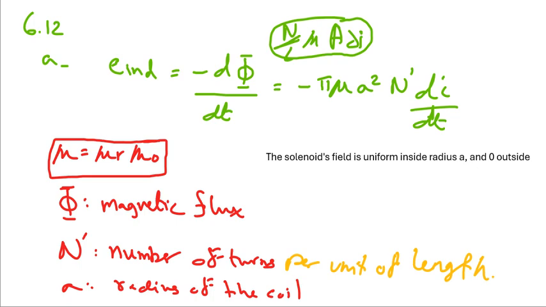And we have the air sensitivity to the coil, and of course we have the change in the current, which can produce the change in the magnetic flux, and that's how we find the E induced. So E induced in a nutshell is just the number of turns per length times mu times the area times the derivative of the current. So that's how we do it for the solenoid. The solenoid field is uniform inside the radius a and 0 outside. It's 0 outside because there's no medium.